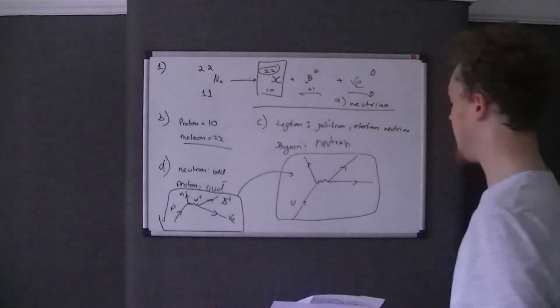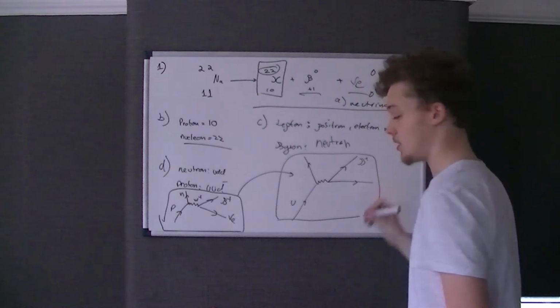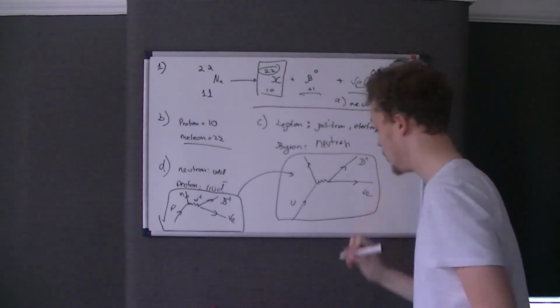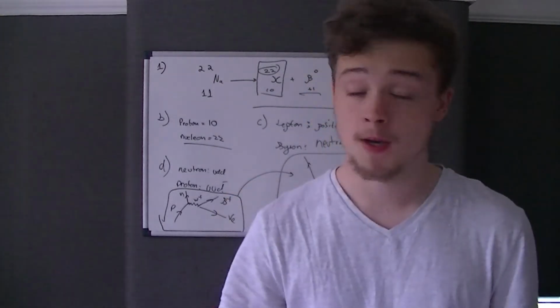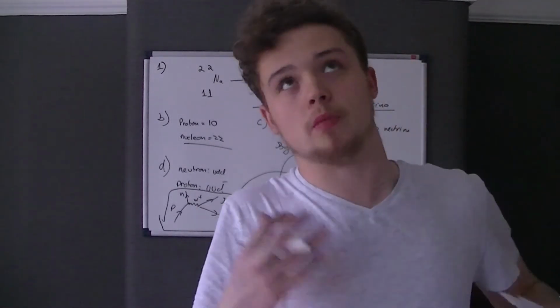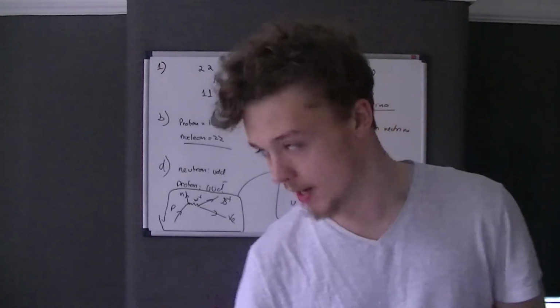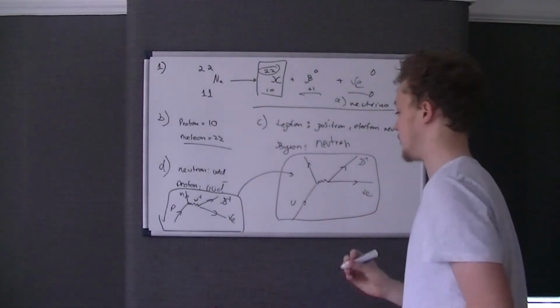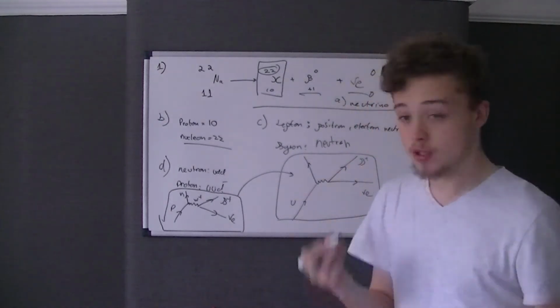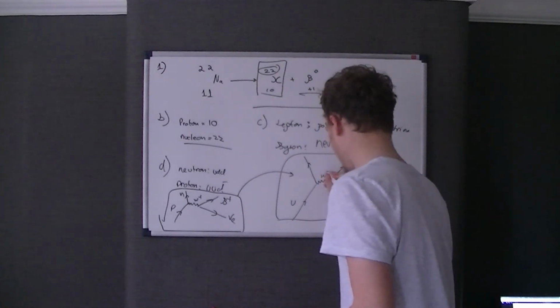Now, quite clearly, we've got the positron and the electron neutrino. They are both leptons, so they're elementary particles, they're not made up of quarks. So we can't split them down into anything else. And the gauge boson, well, we can't draw that in any other form. It's got to be a gauge boson.